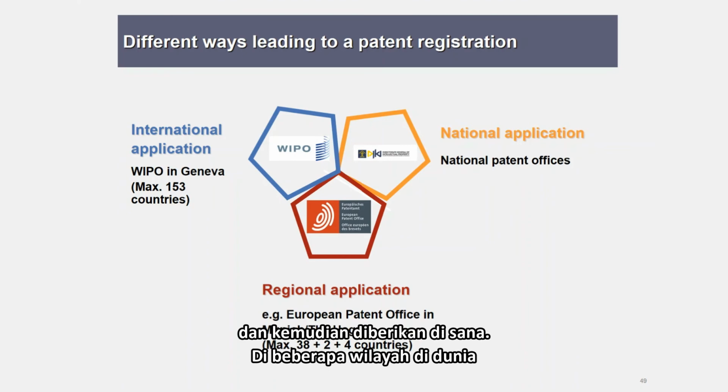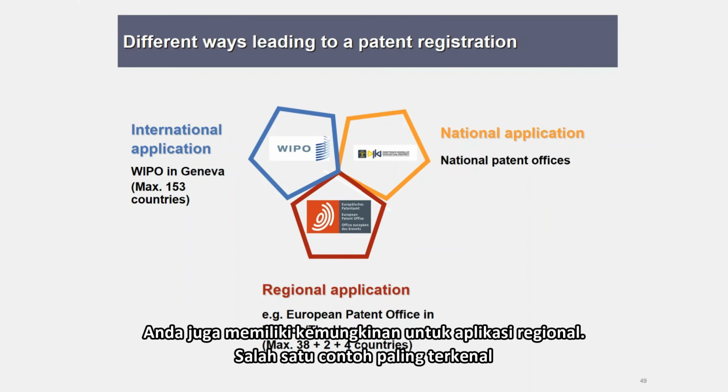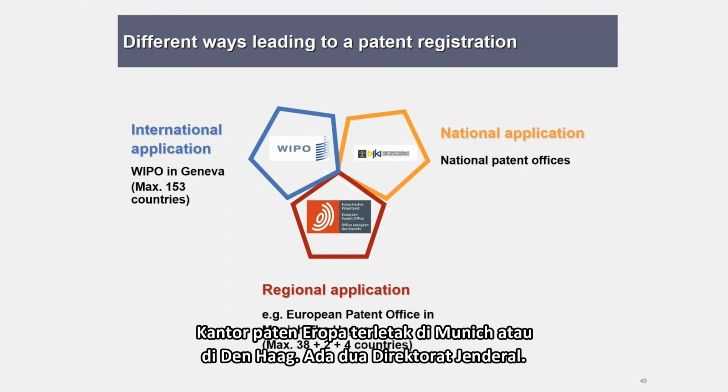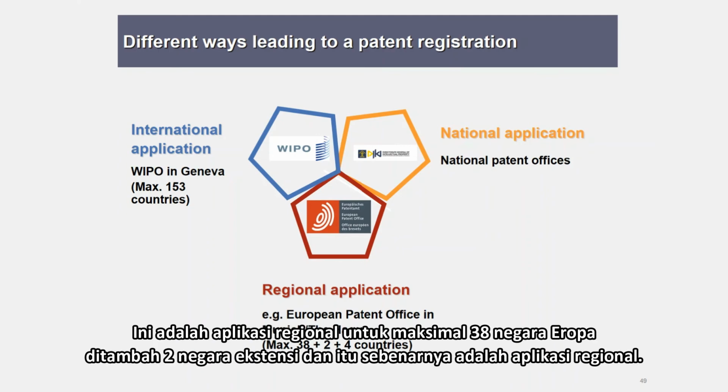In some regions of the world, you have also the possibility of a regional application. One of the most famous examples, and one quite relevant in the world of economic affairs, is of course the European Patent Office. The European Patent Office is situated in Munich or in The Hague. There are two general directorates, and it is a regional application for a maximum of 38 European countries, plus two extension countries.